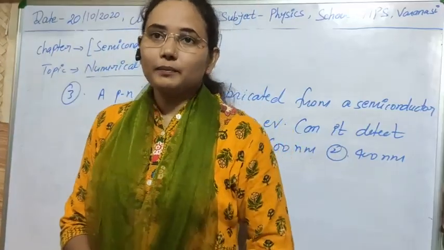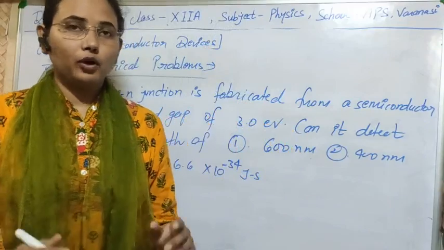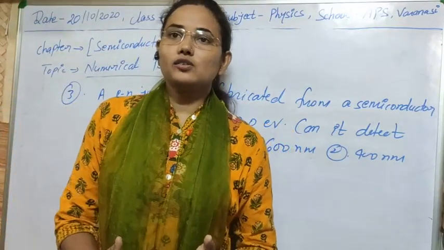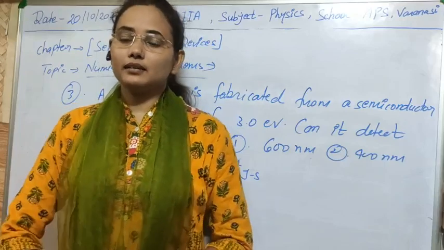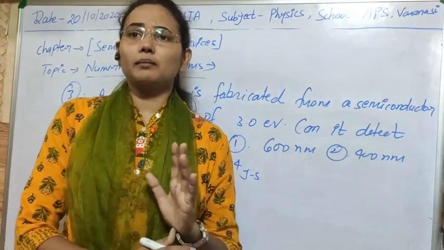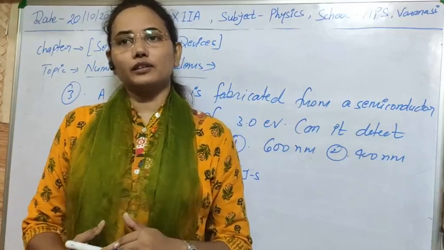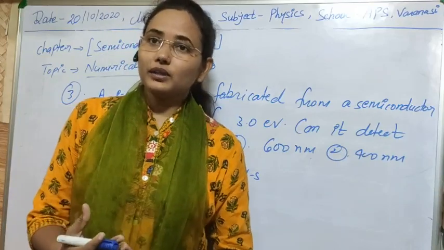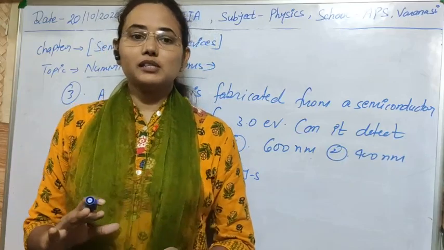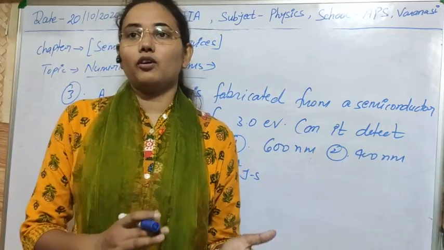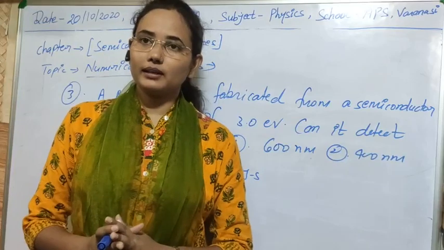So the next numerical problem is related to the incidence of light. As you know, if we incident light of some frequency on a metal surface, then emission of electrons takes place. But as you know, not every wavelength or every frequency causes emission of electrons, as you have already studied in the case of photoelectric emission.